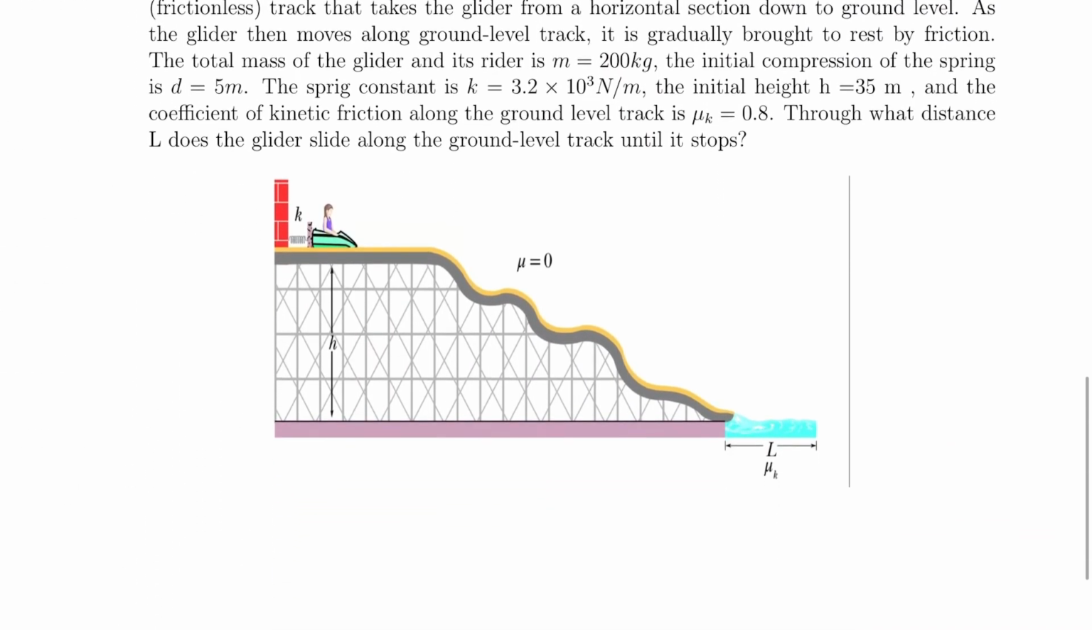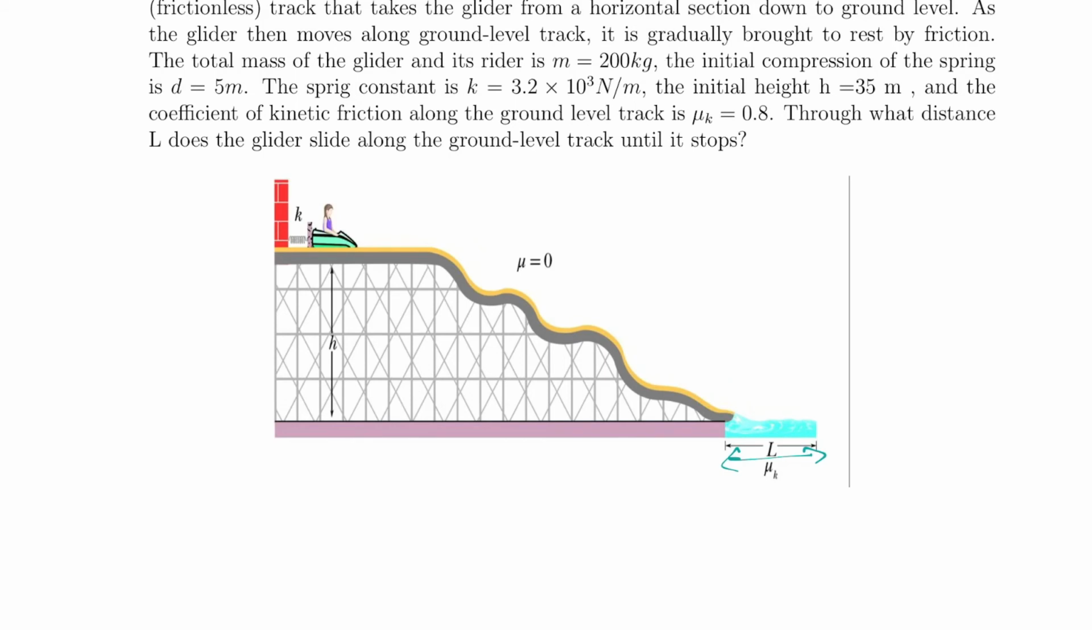The figure shows a water slide ride in which a glider is shot by a spring along a water-drenched frictionless track that takes the glider from a horizontal section down to the ground level. The glider then moves along a ground level track. It is gradually brought to rest by friction. The total mass, the spring constant k, and mu k are given. Through what distance L does the glider slide? So it wants us to find this. We can solve this problem the same way we did earlier.